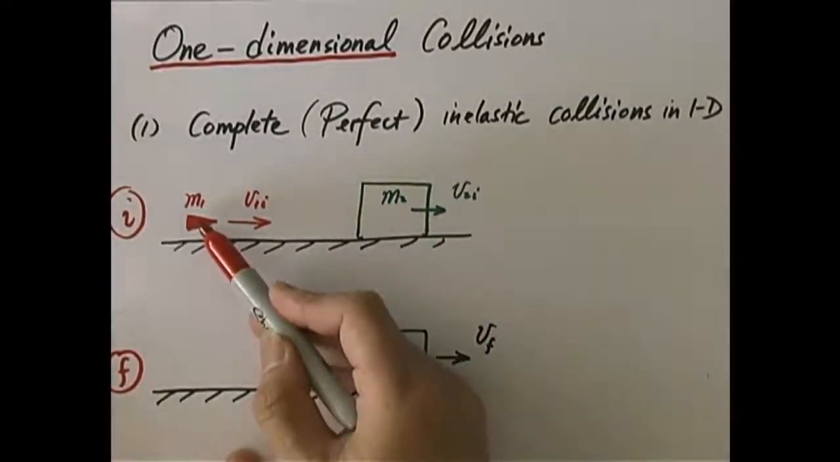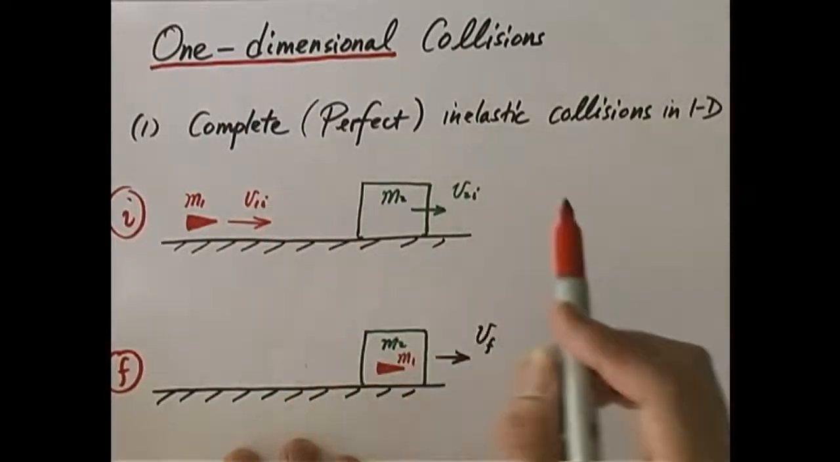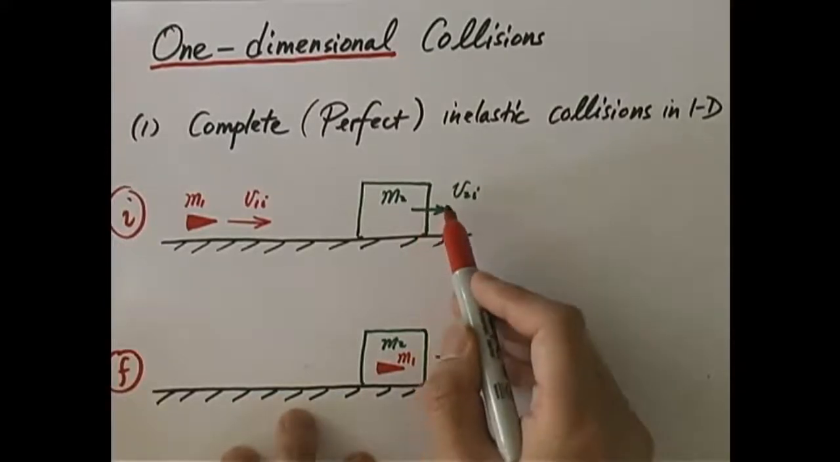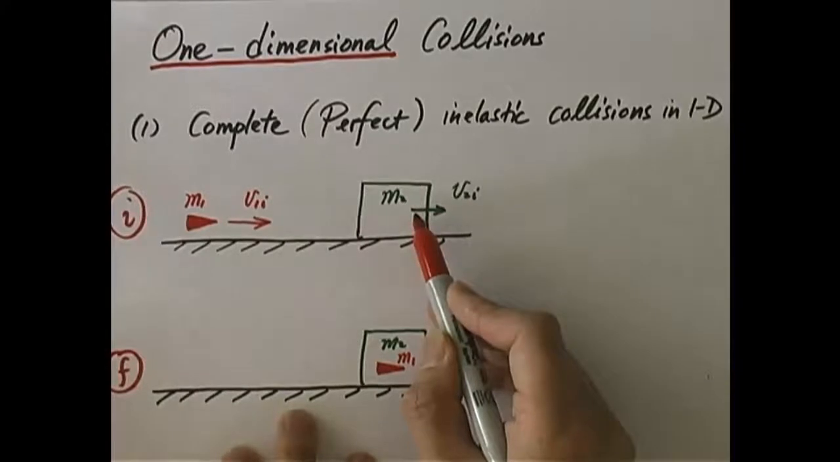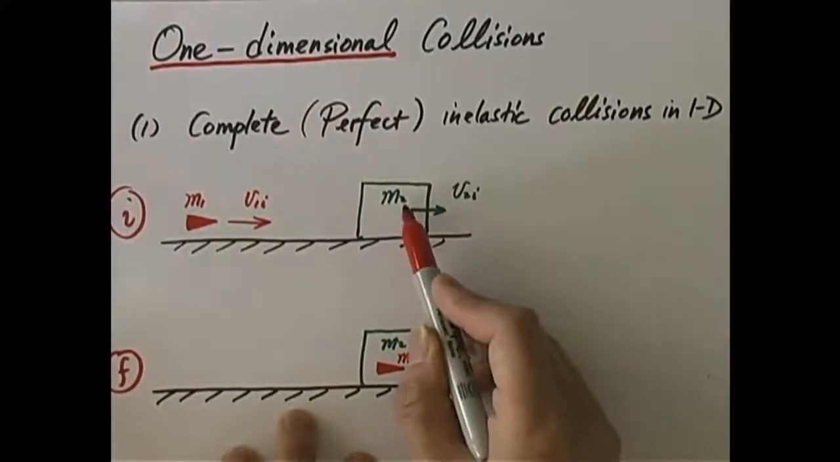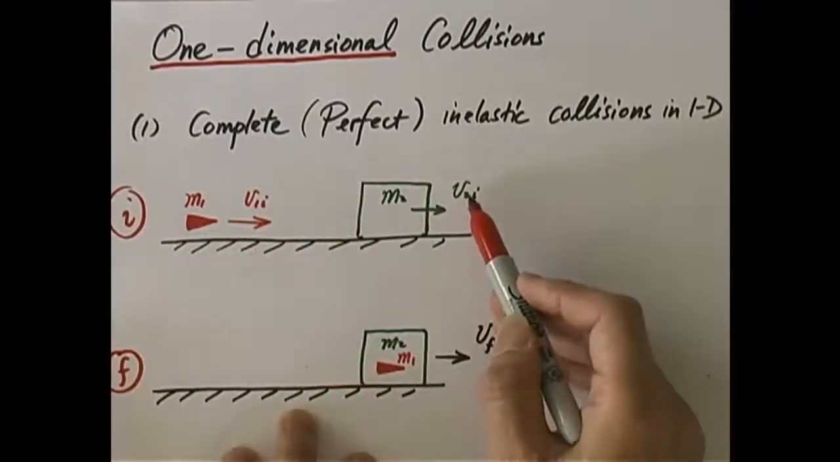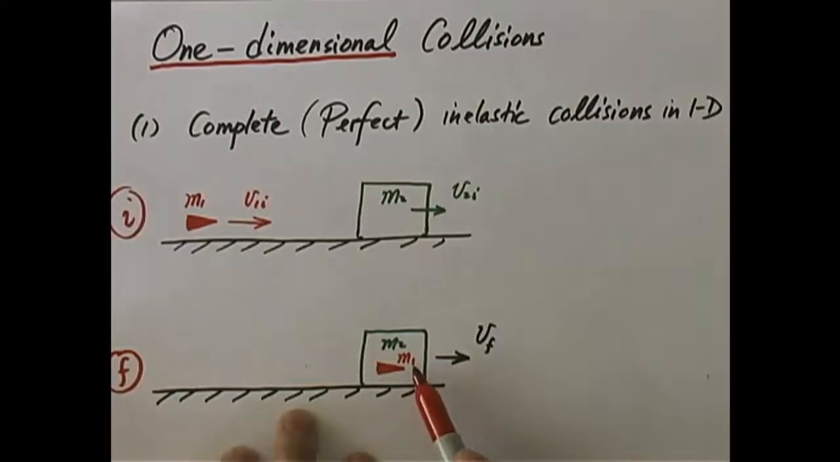The bullet of mass m1 comes in at high speed, v1 initial. The block initially moves with a velocity of v2 initial. The mass is m2. Suppose the bullet moves faster, or maybe the block is moving head-on with the bullet. Anyhow, they have a collision. As a result, m1 and m2, the bullet plus the block, now move with the common final velocity, v final.